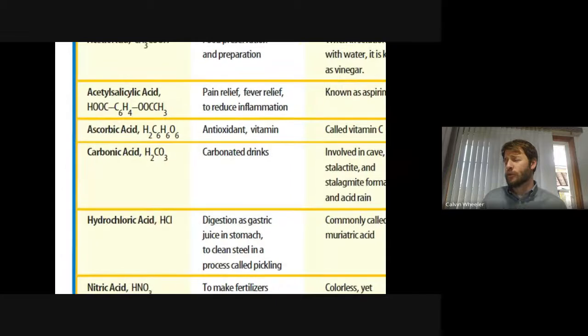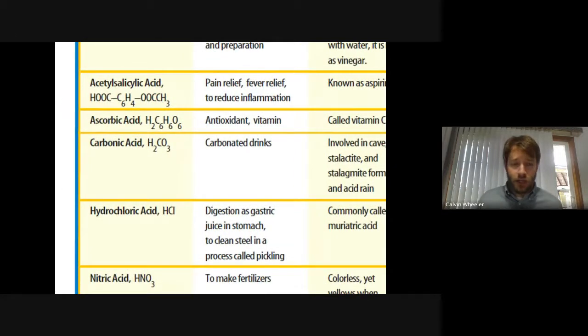The next one is ascorbic acid, also known as vitamin C. We have previously learned that the two water-soluble vitamins B and C are needed. You need to take a lot of them because they're washed through your system. They're not stored in your fats. Ascorbic acid being vitamin C, one of the water-soluble vitamins that you need.